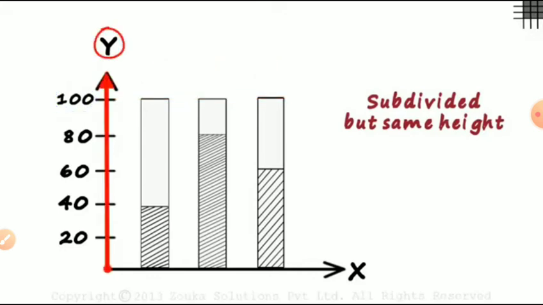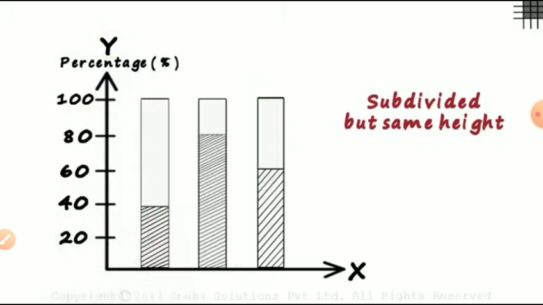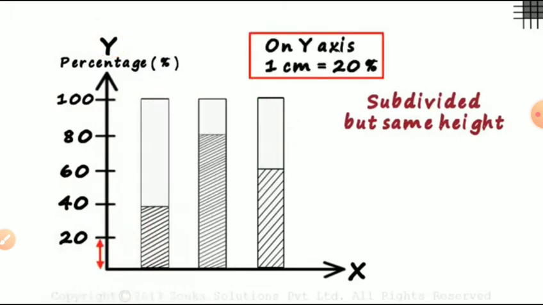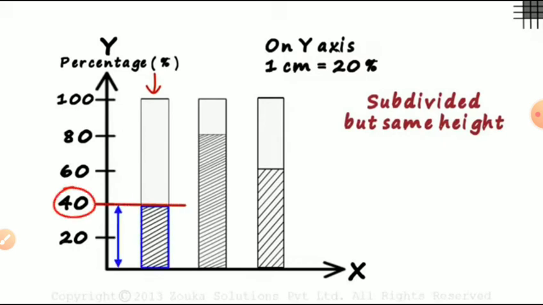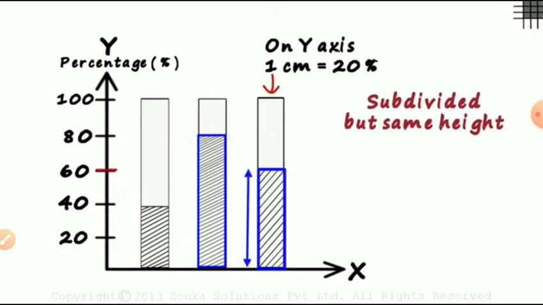What do we have on the y-axis? We have the percentage. So the scale would be something like 1 centimeter equals 20% on the y-axis. How do we read this graph? In the first bar, the shaded category comprises of 40% of the total bar size, and the unshaded region comprises of the remaining 60%. In the second bar, the shaded category comprises of 80% of the total units, and in the third bar, the shaded category consists of 60% of the total units.